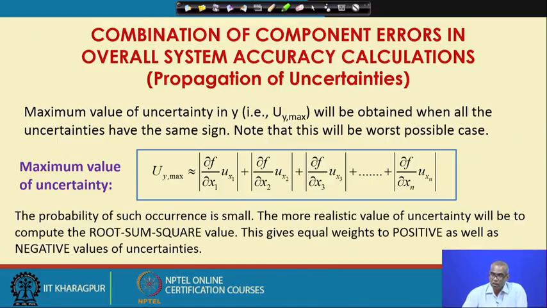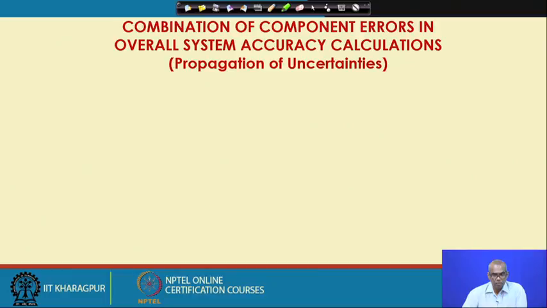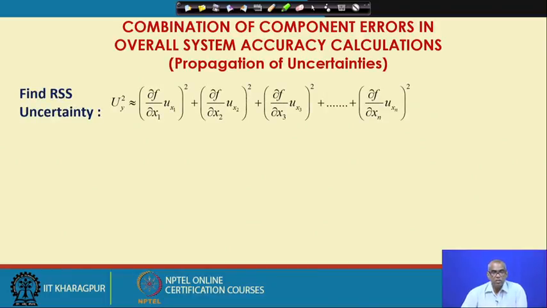The more realistic value of uncertainty will be to compute the root sum square value. This gives equal weights to positive as well as negative values of uncertainties. So, to get the most probable uncertainty, instead of adding the absolute values of del f del x I u x I terms, we should compute the root sum square value. So, this is how we do the root sum square values.